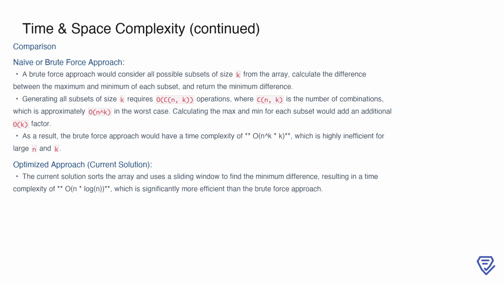Additionally, for each subset, calculating the max and min values would take k time. This results in a total time complexity of O(n^k * k), making it computationally infeasible for larger inputs. In contrast, the optimized approach sorts the array and uses a sliding window, requiring only O(n log n) time. This is drastically more efficient, highlighting the advantage of the optimized solution over brute force.